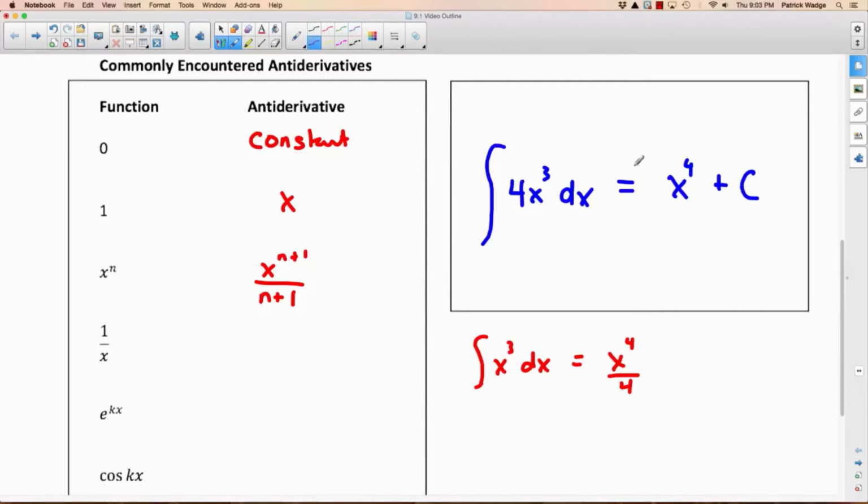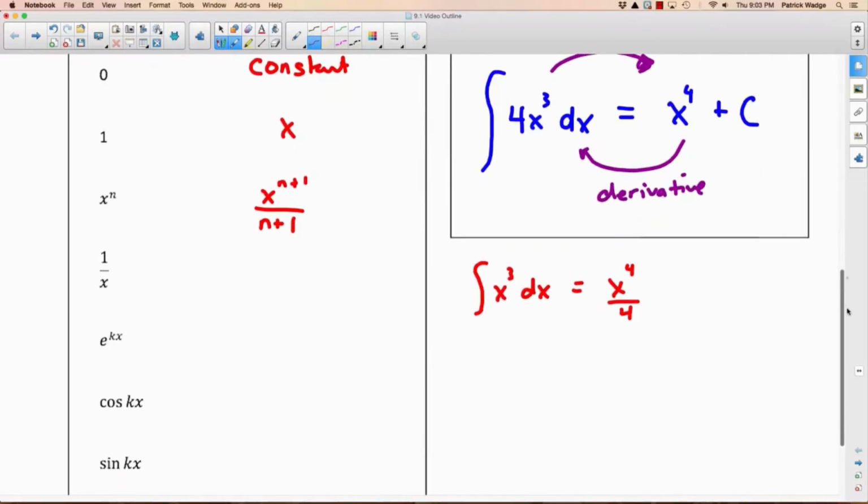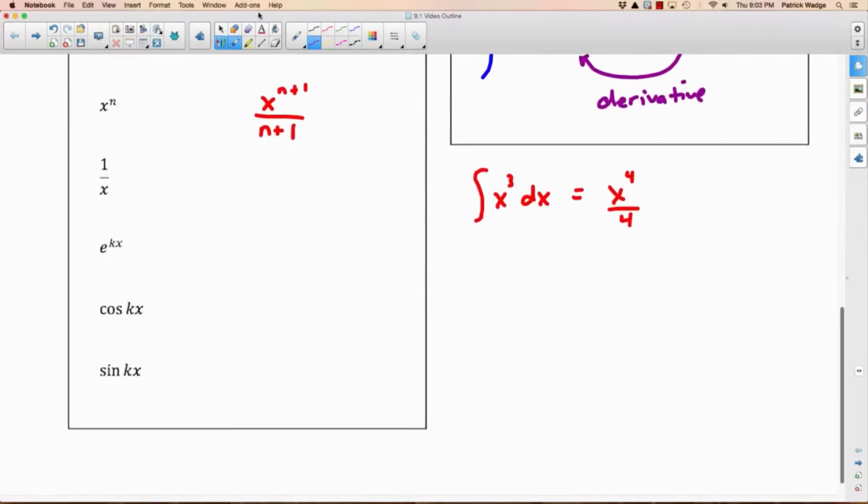So if we go this way, we are taking the integral. We're doing integration. If we go this way, this is what we've been doing this whole course. This is taking the derivative. So they're just opposites of each other. Opposite processes. Okay, let's move on. 1 over x. Which function has a derivative that's 1 over x? Do you remember which one? It's the natural logarithm of the absolute value of x.